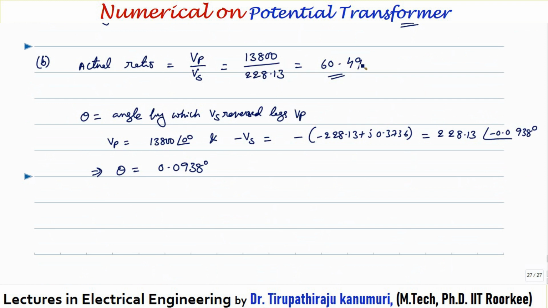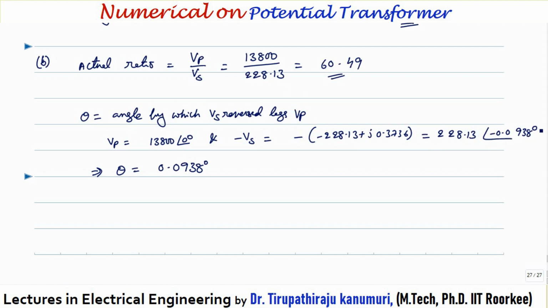Then it is also asked to calculate the value of theta. Theta is nothing but the angle by which Vs lags the primary voltage. So primary voltage we are taking as a reference. So we have to take Vs 180 degrees opposite. So I am multiplying with minus sign. So this will be minus multiplied by minus 228.13 plus J 0.3736. So when you convert to polar form, this will be 228.13 at an angle of minus 0.0938 degrees.